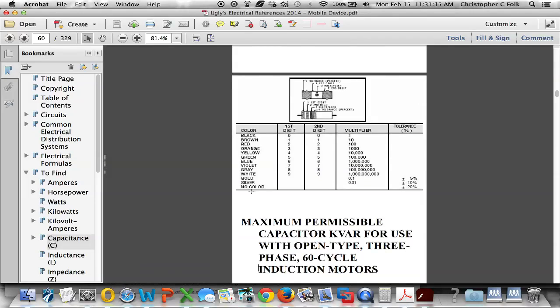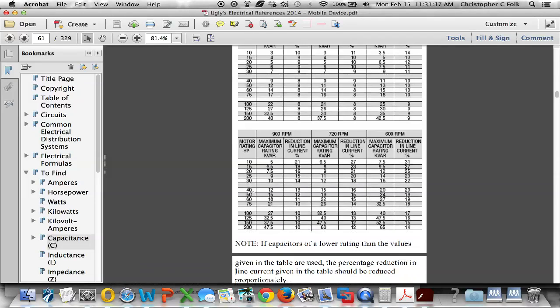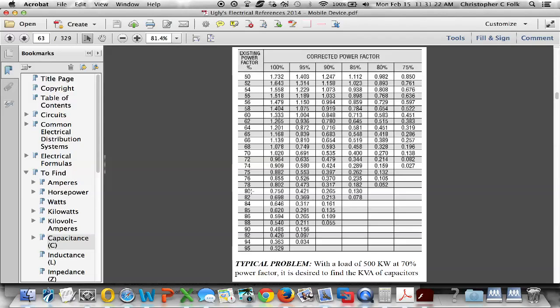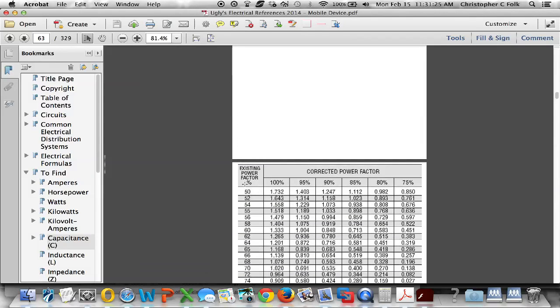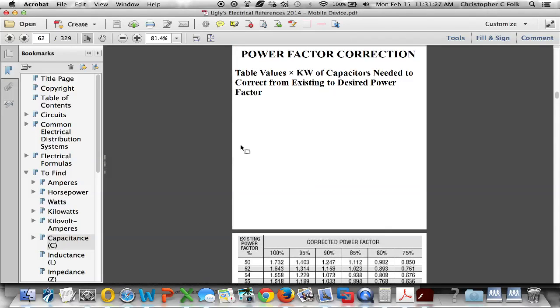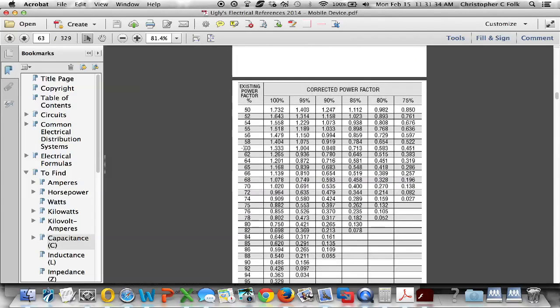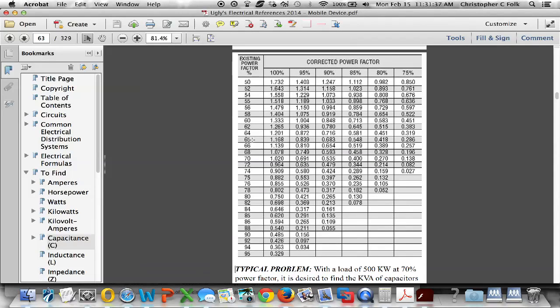And as I keep going down, it'll do the capacitor color code, and those are starter caps. Now here's power factor correction, right? So again, it told me that on the page before. This is the table values times the kilowatts of capacitors needed to correct an existing desired power factor. All right, so if the existing power factor was 65 and we needed to bring it to 80, then we just come across here, 65 to 80. Notice they come up with 418. Our calculations were 419. Close enough.